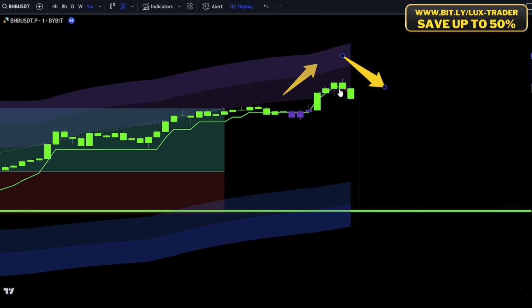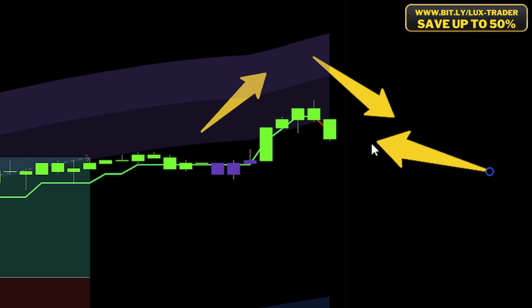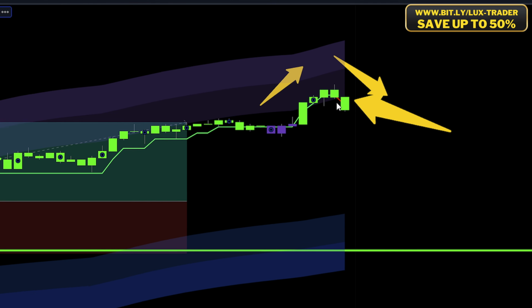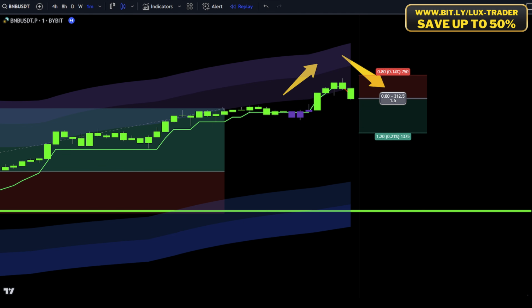For the second condition, you want to see the trend catcher line changing its color from green to red, just like this. As explained earlier, the color of the candlestick can either be purple, green, or red. It doesn't matter for our strategy. And finally, you want to open a sell trade at the close of the candlestick if these conditions are present.